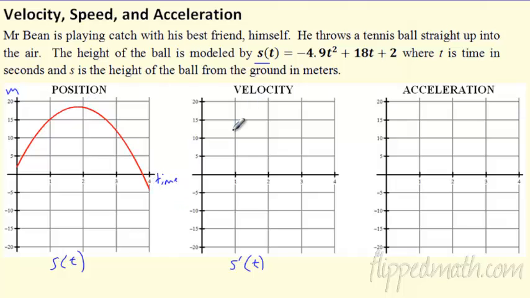So if I want to find the velocity, I want to know how fast that ball is moving. That's s prime. So s prime of t equals the velocity. A lot of times we just say v of t. Excellent. So can I graph this function?